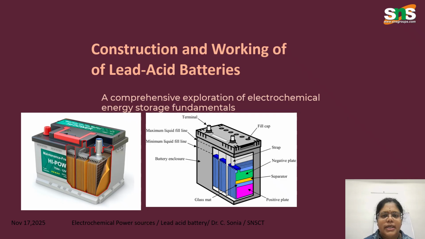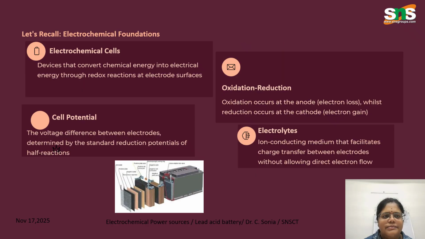You have a terminal, you have the cap, you have the fill that is inside, you have the lead oxide and lead plates that are kept alternatively, and you have the liquid that is filled inside, probably sulfuric acid, and you have the separator which separates the negative and the positive. So we can see in this diagram how it looks inside the lead acid battery.